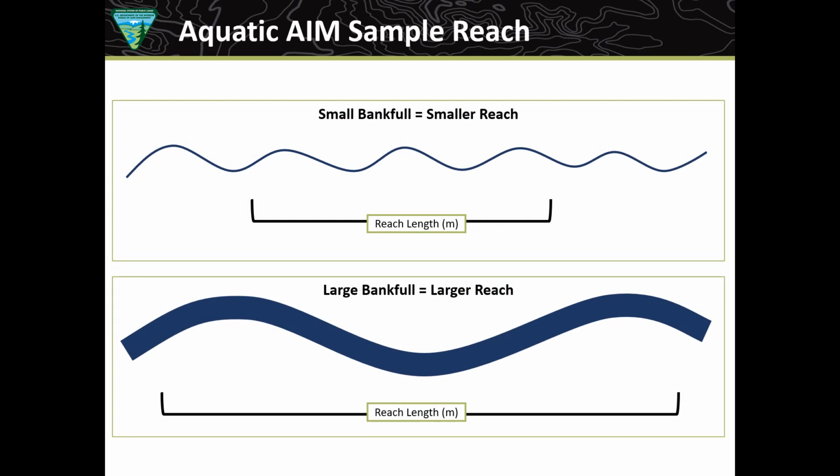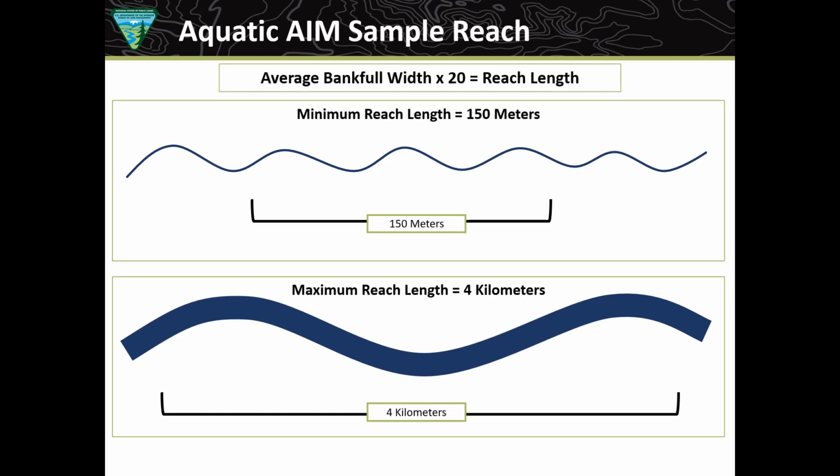Therefore, to capture the complexity for each system, the length of an aquatic AIM sample reach is directly based on a stream or river's average bankful width. This means that reach length sampled in this protocol scales commensurately with stream width. The average bankful width is multiplied by 20 to calculate the reach length. However, regardless of the stream size, reaches must be a minimum of 150 meters long to adequately capture habitat diversity. Therefore, the minimum reach length is 150 meters long. The maximum reach length is 4 kilometers long because this allows for the capture of habitat complexity but ensures that a site can still be sampled in a reasonable amount of time.